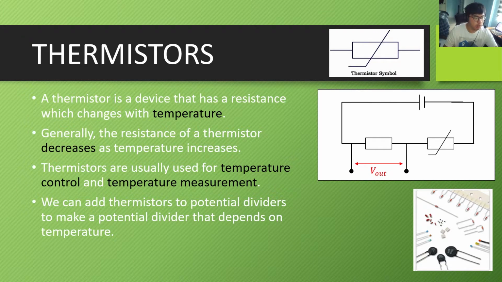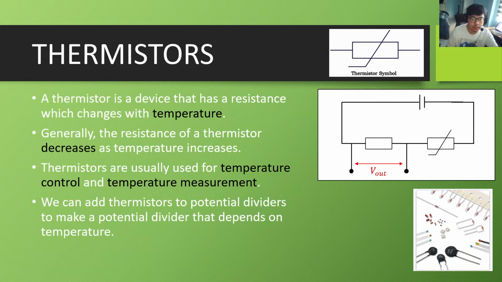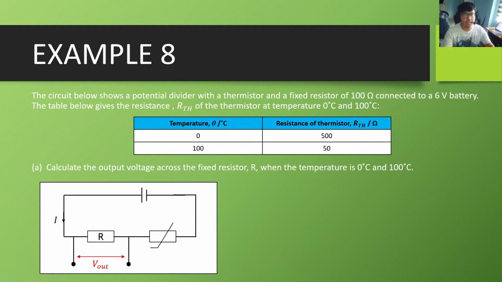Typically, we can add thermistors to potential dividers to make a potential divider that depends on temperature, like in this picture here. This is a potential divider circuit because there are two resistors in series, and we can connect a thermistor in the second slot so that we can control the output voltage using temperature through the thermistor. Let's do example 8 to see how a thermistor can control the output voltage of a circuit.